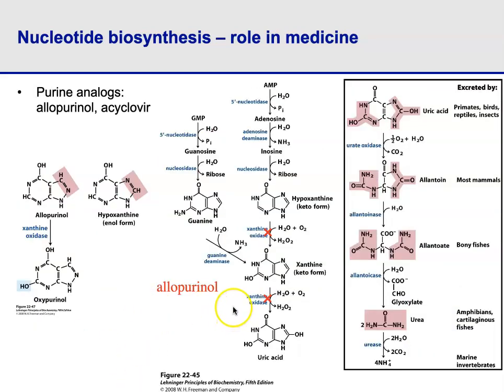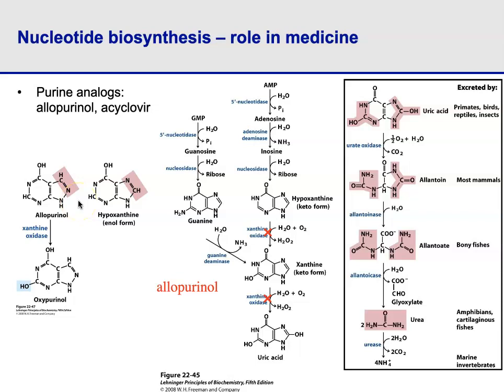Another medicinal agent that is designed to block the degradation of purines is allopurinol. And allopurinol, as you can see, mimics hypoxanthine very closely. Look, the only difference is just the swapping of these atoms.